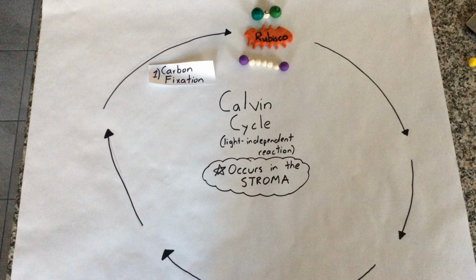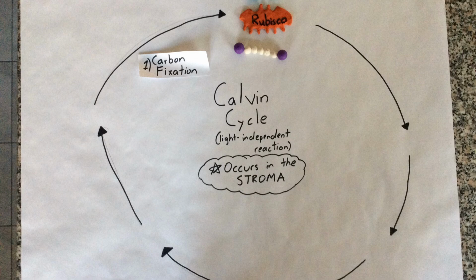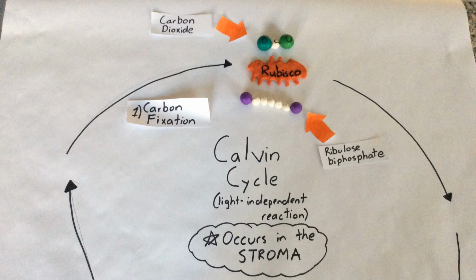The Calvin cycle, as shown here, is the next stage of photosynthesis and takes place in the stroma of the chloroplast. The stage is also known as a light-independent reaction, as the only thing required to start this process is the products of the light-dependent reaction.